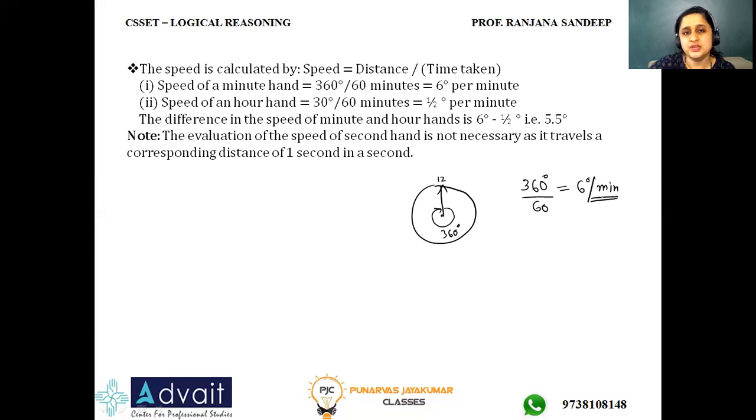Here, when I say distance, I'm not exactly talking about distance. I'm talking about the angle covered by the minute hand. So it is 6 degrees per minute. This is the speed of a minute hand.